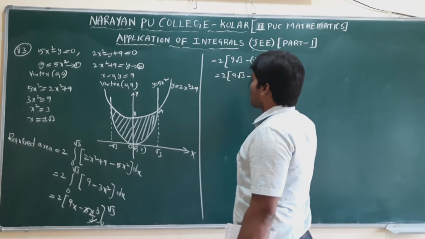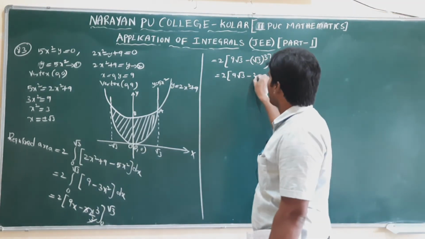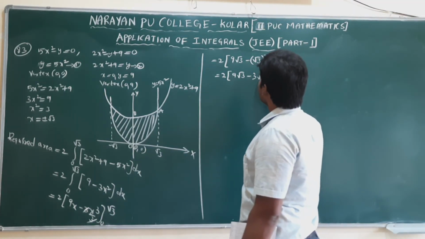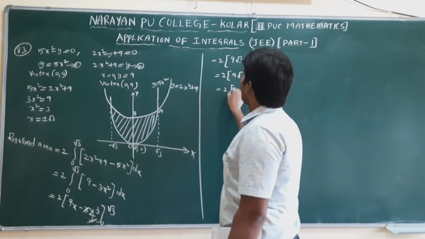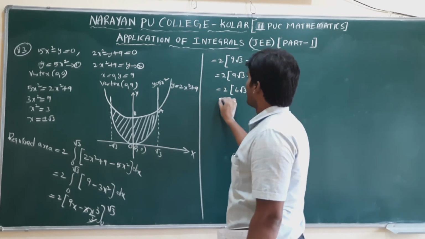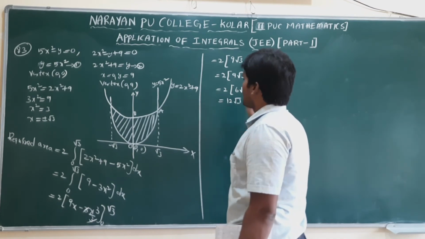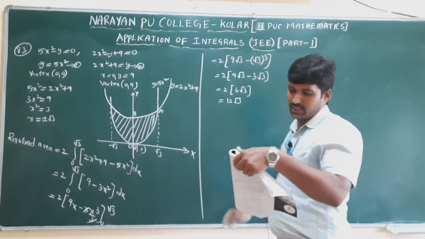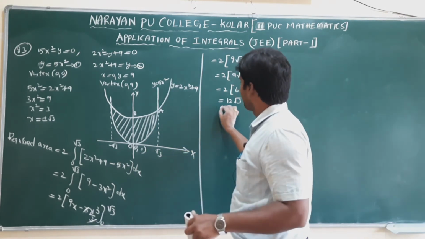Root 3 whole cube means what? Root 3 whole square is 3, with one more root 3 remaining. So 2 into 9 root 3 minus 3 root 3, that is 6 root 3. Now 2 into 6, that is 12 root 3 square units is the answer, that is option A.